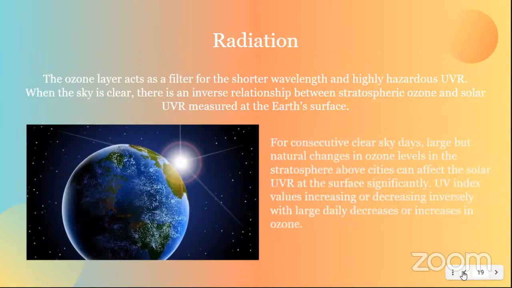For consecutive clear sky days, large but natural change in ozone level in the stratosphere above cities can affect the solar ultraviolet radiation at the surface significantly. Ultraviolet index values increase or decrease inversely with large daily decrease or increase in ozone. So the greater the ozone, the less ultraviolet radiation that Earth will receive.